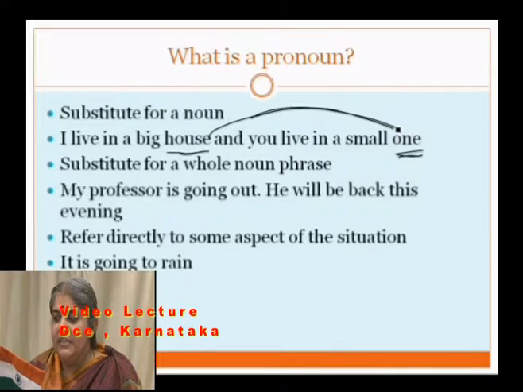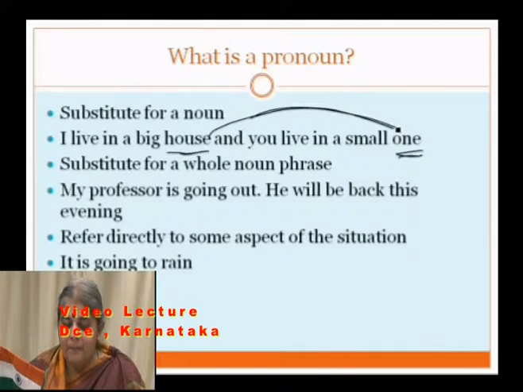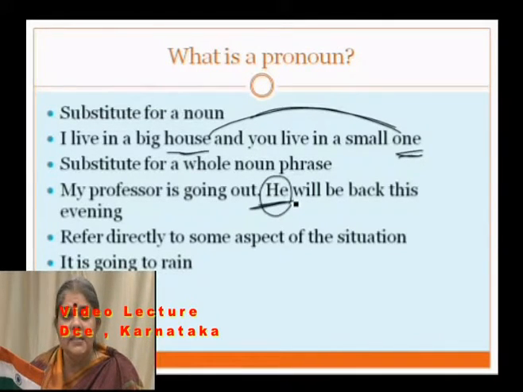My professor is going out. Now, instead of telling my professor will be back this evening, I am substituting for a whole noun phrase, that is, my professor will be back this evening. I am telling which word? He will be back this evening.